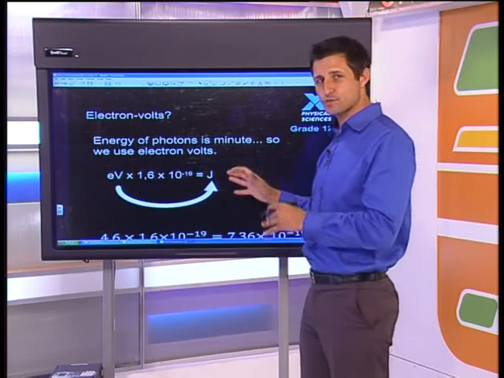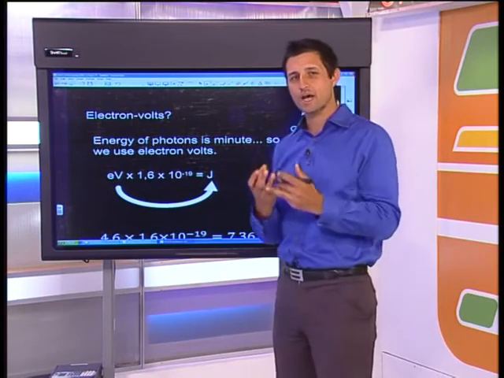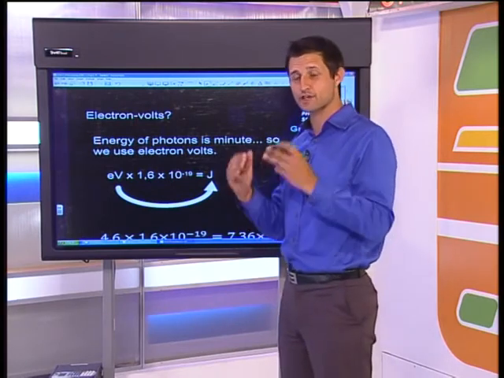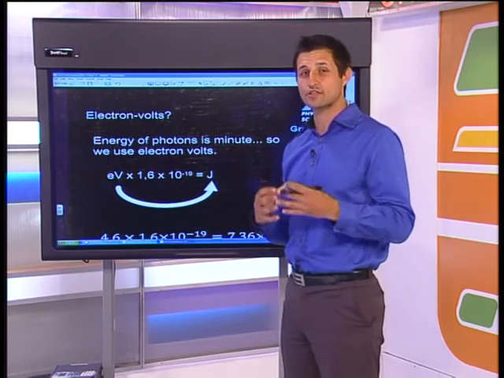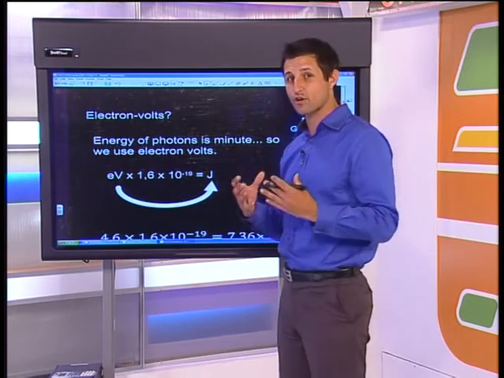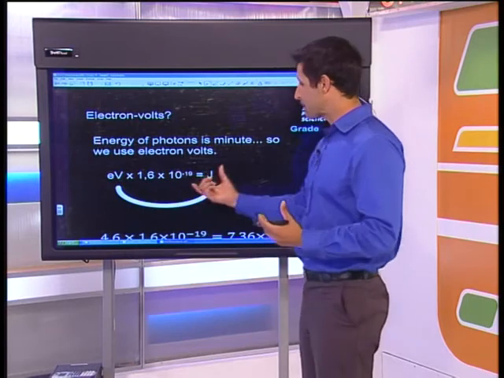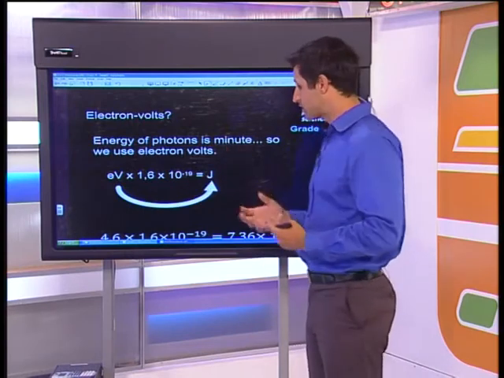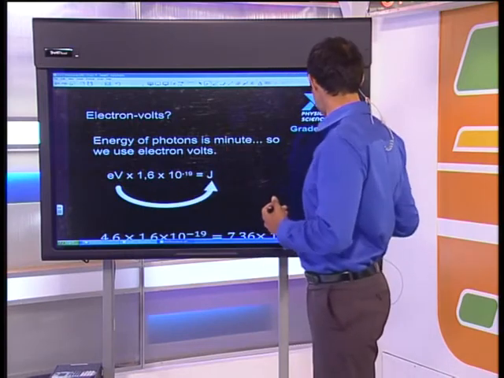The reason that I do this is 4.3 is a much nicer number to deal with than the actual amount of energy. The amount of energy is so small, so minute, that I can't actually work with it. The amount of joules is very, very small. So let's actually take a look and see how the conversion worked.